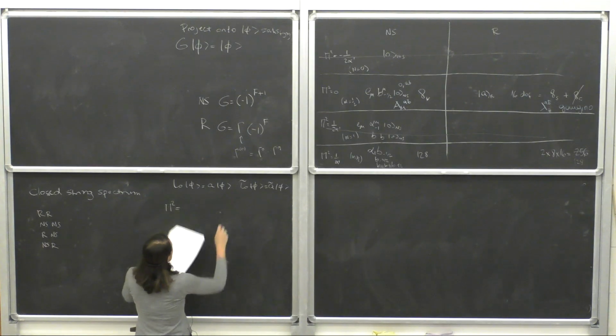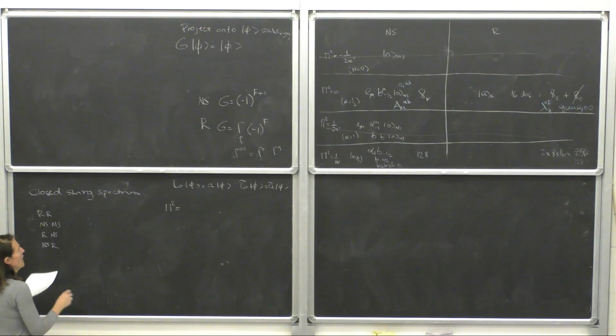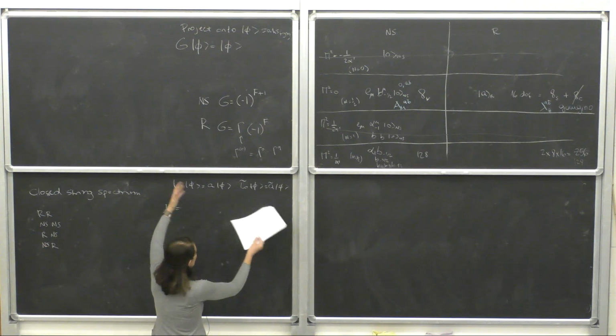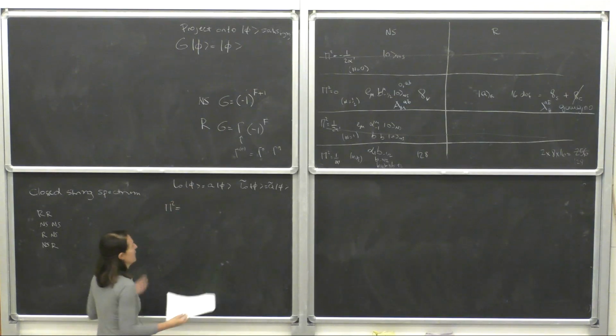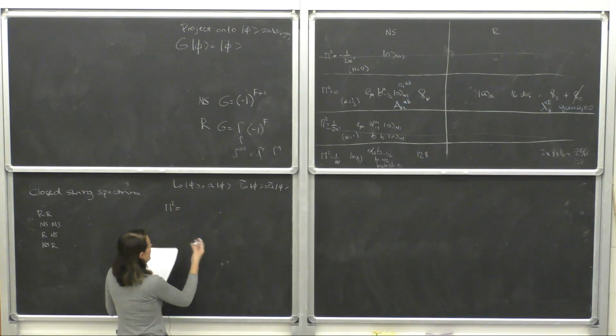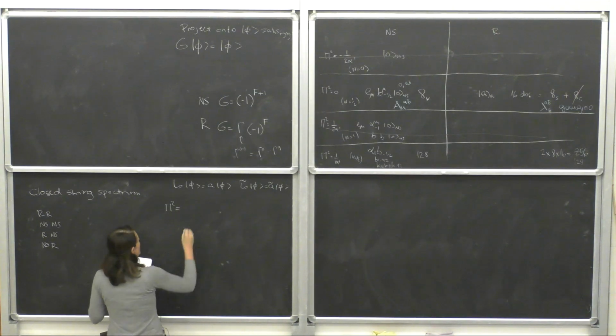So in general, it's good to do the L0 plus L0 tilde condition and the L0 minus L0 tilde condition. You can do them separately, but in both cases you get two equations. It's nicer to do them this way.